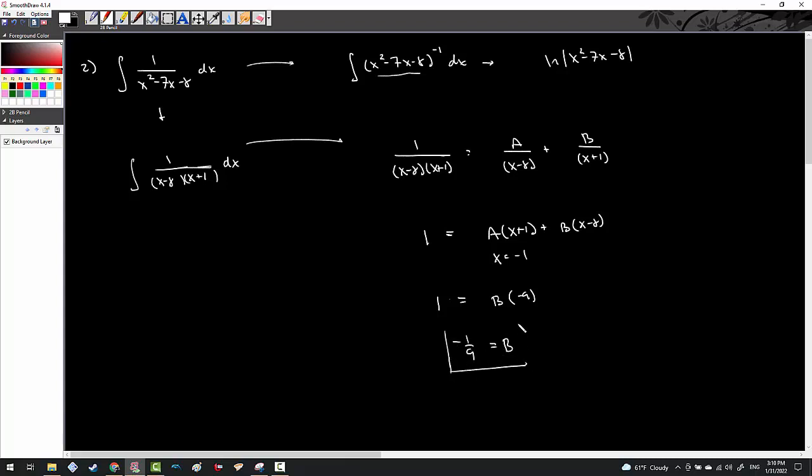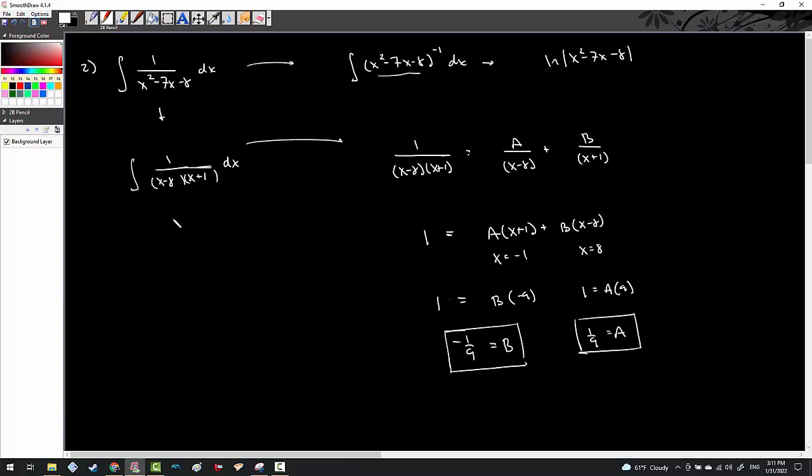Okay, cool. I'm going to keep him in my back pocket here. And then on the right side, I'm going to say, okay, well, let x equal 8. And if I do that, the b part's going to go away, and I end up with 1 equaling a times 9. So a equals 1/9.